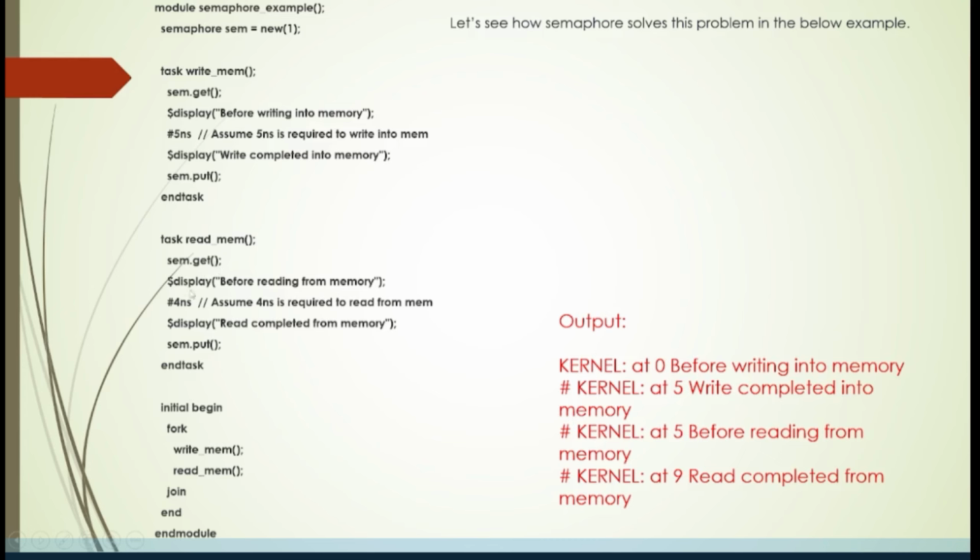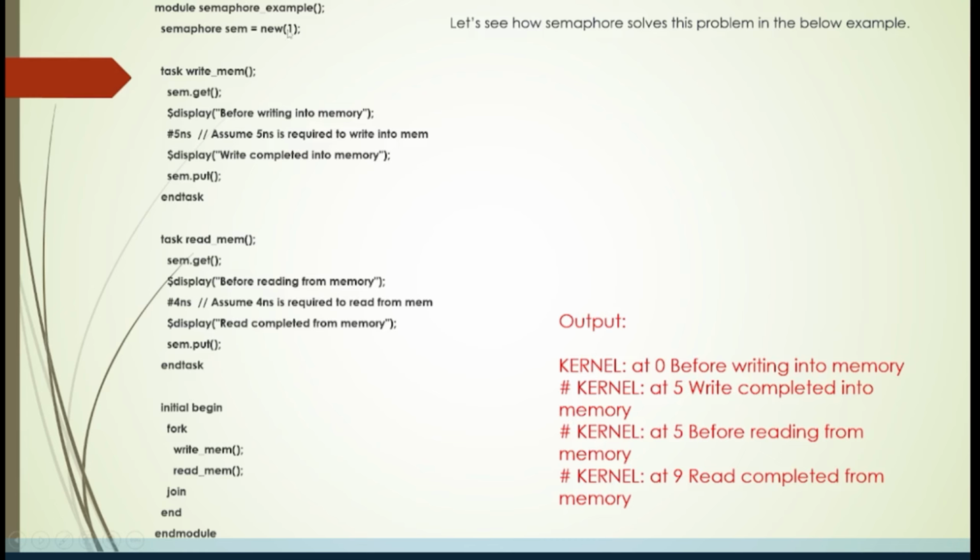Now what happens? At the same 5, before reading from memory. And then 5 plus 4, at 9, read complete from the memory. Then again sem.put, and if there are any other tasks, I will be giving the same key to all of them also. Got my point? So this is how you will be using the semaphore within your SystemVerilog.